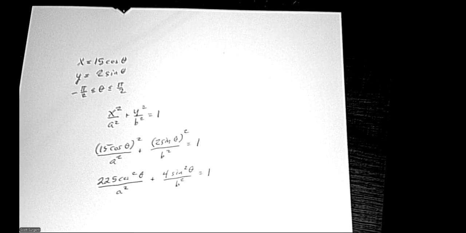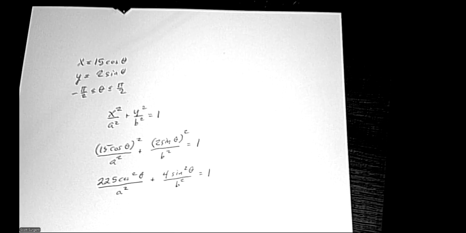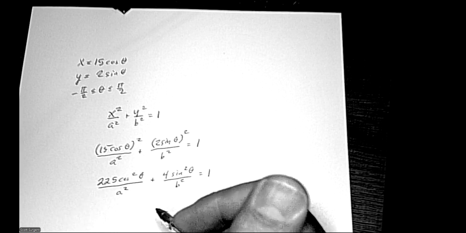I guess the trick is we want to come up with a value for a squared and b squared. And I'm just kind of looking at that. Wouldn't it make sense to just say a squared would be 225 and b squared would be 4, and then you'd have cosine squared plus sine squared equal 1? Yeah, exactly what I was thinking. I was thinking about flipping them over, but yeah, that's exactly what you want to do.